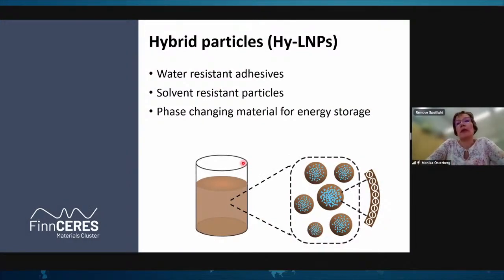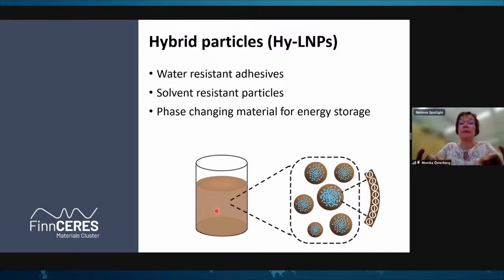One interesting thing with the method of making these particles is that we can prepare hybrid particles. And using these hybrid particles, we can produce water-resistant adhesives for wood, for example. We can make solvent-resistant particles, and that can also withstand higher pHs. And we can make phase-changing materials for energy storage. And making of these hybrid particles is as simple as making the particles themselves.